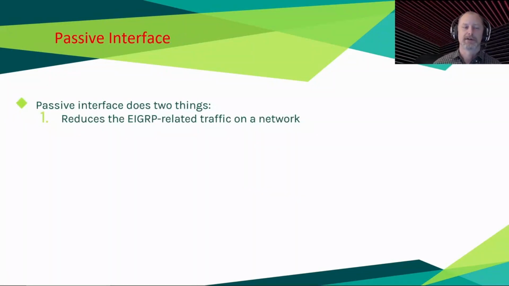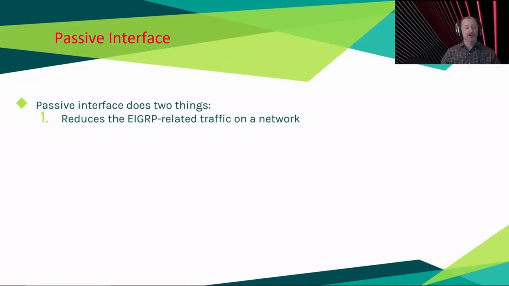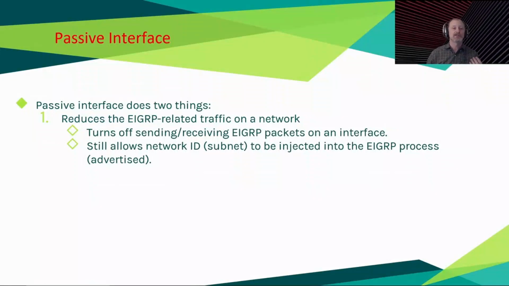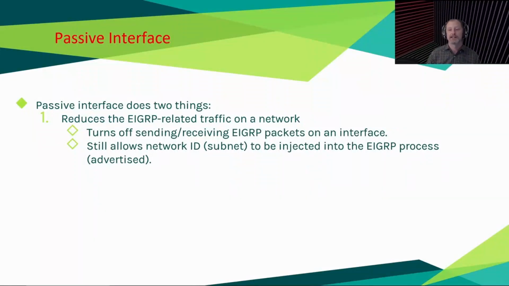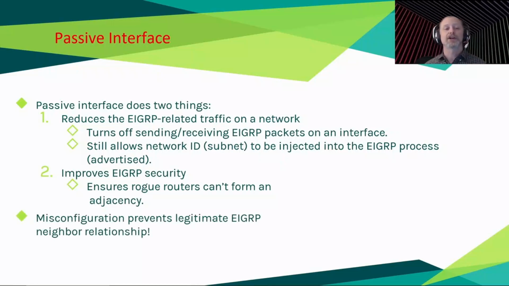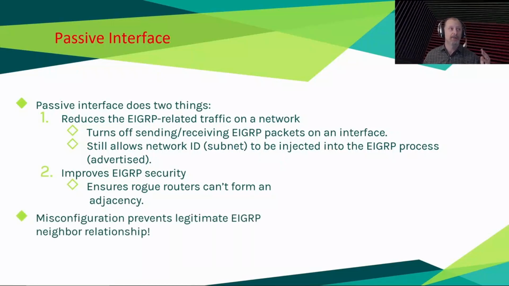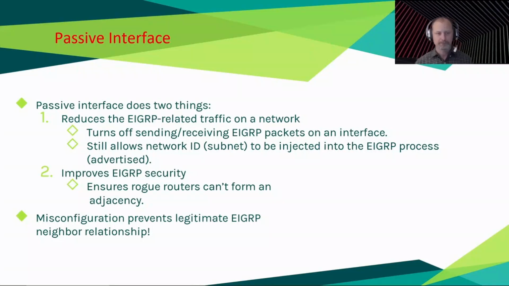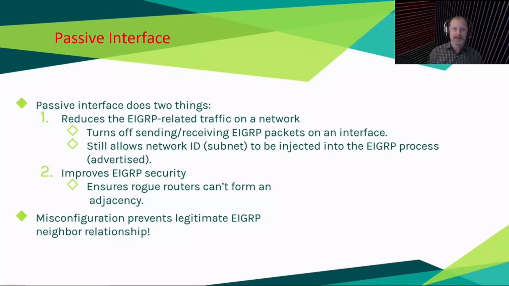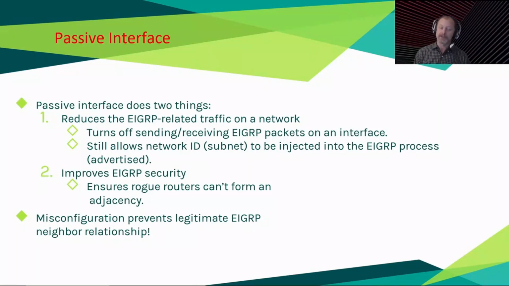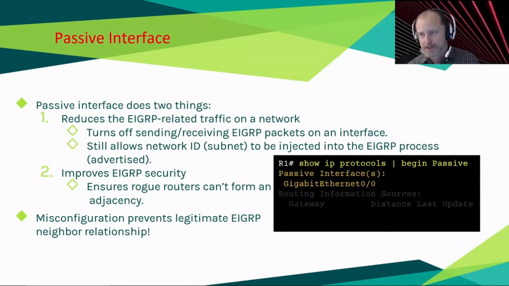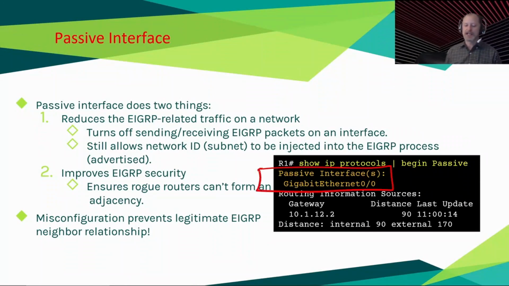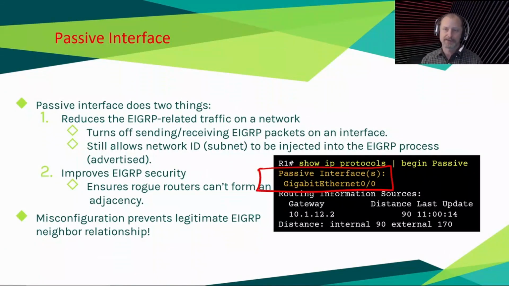Passive interface. Well, the nice thing about those, we're going to reduce the amount of EIGRP traffic on a network. It's going to allow the associated network to be advertised. It also ensures or improves security because we're not going to form an adjacency in a direction that we shouldn't be forming adjacencies. Okay. But the downside is this could prevent us from forming adjacencies when we want them. So show IP protocols, we can see that there is a section that tells us about our passive interfaces. Okay.